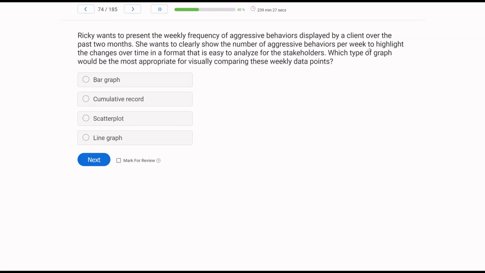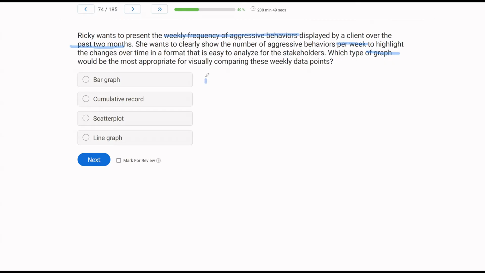All right, we have a graphing question. And graphing questions should not be that challenging, right? Visual analysis questions, graphing questions should be fairly straightforward. We just have to think carefully about what we're trying to show. In this case, Ricky has weekly frequency of aggressive behaviors over the past 2 months. She wants to show those behaviors per week to highlight changes over time in a format that is easy to analyze for stakeholders. So if we have batches of frequency data and we want to compare those batches of data, what's going to be best?